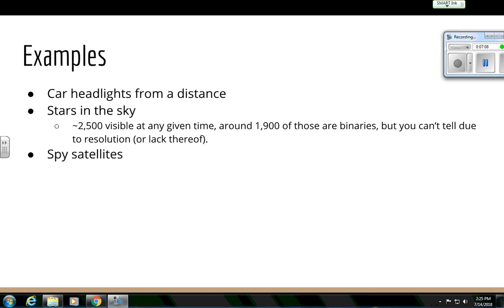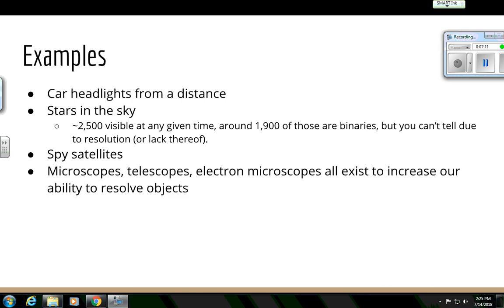and how well they are able to resolve objects. And then, of course, we've got things like microscopes, telescopes, electron microscopes, all sorts of things that help increase our ability to resolve objects, right? You can't see individual bacteria, but with certain kinds of microscopes, you can resolve them and actually see them. You can't see binary stars with your naked eye, but with certain kinds of telescopes, you can resolve them and see that they are more than one star.